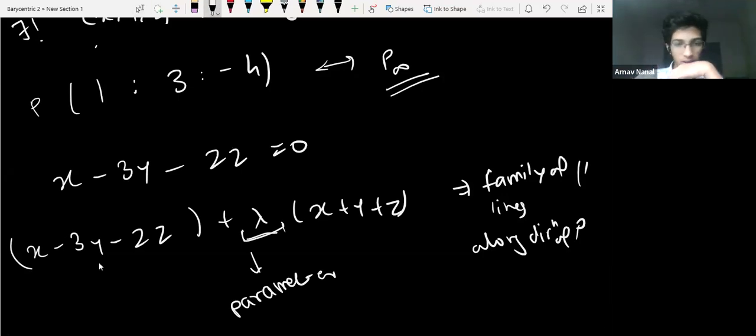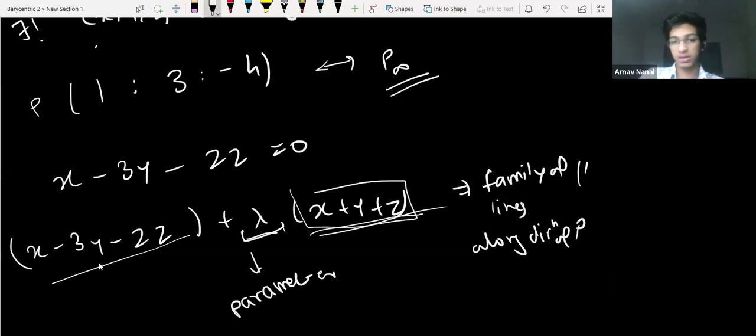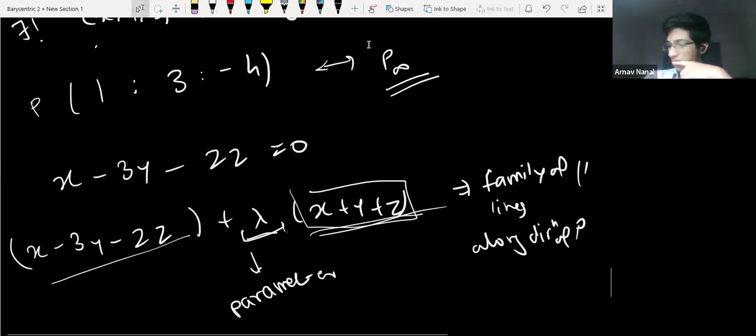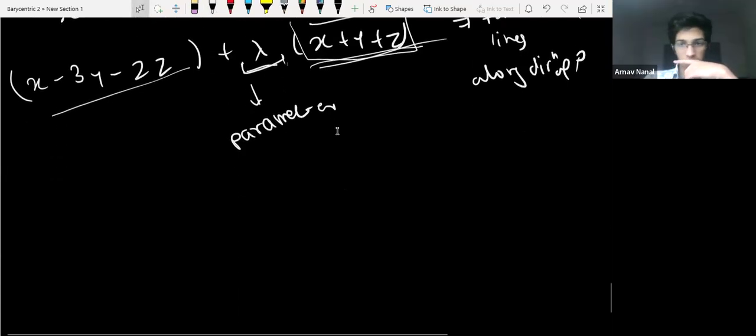And so all of these are a family of parallel lines, and they differ by some scalar multiple of x plus y plus z. Does that make sense? Yes, yeah, that makes sense. Okay. So this is what we had.